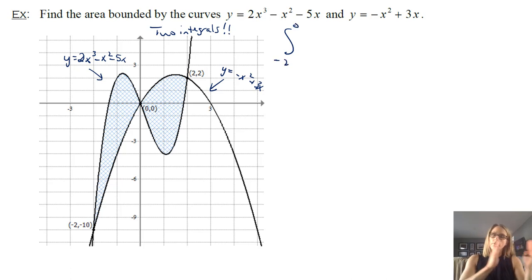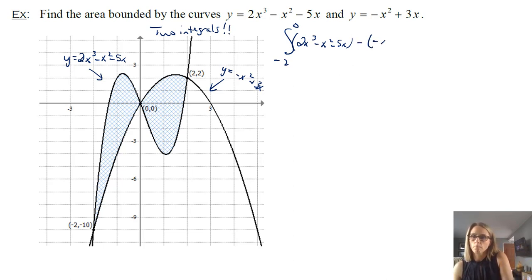So I'm going to start from the left and go to the right. When I go from -2 to 0, I'm going to take the function that's on top. I'm going to subtract the function that is on bottom. And that will be my first integral. So I put this, I don't forget my dx to say that I'm integrating with respect to x.